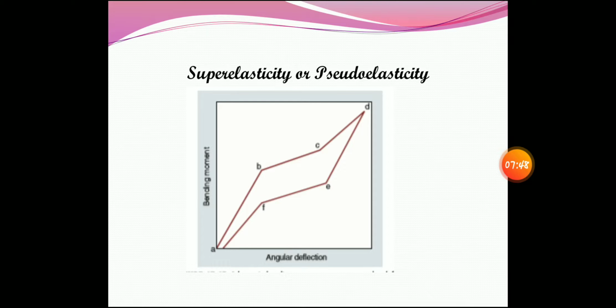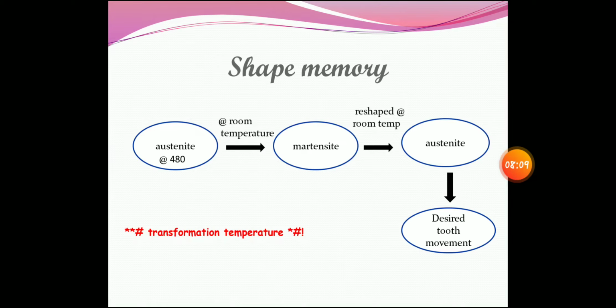That means from C to D both elastic and plastic deformation have occurred, but from D to E there is only elastic recovery, not plastic recovery. So some kind of enlargement or permanent deformation has occurred. That is nothing but superelasticity or pseudoelasticity. Is it clear now? Next, coming to the next property, shape memory.